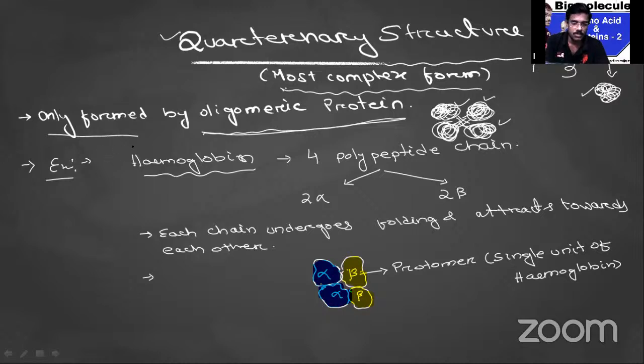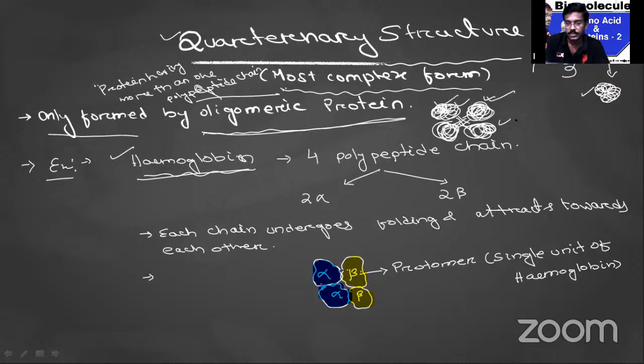For example, in the case of hemoglobin. Oligomeric means the protein having more than one polypeptide chain. That is called oligomeric. This is one polypeptide chain, this is another, and another. In the case of hemoglobin, there is presence of four polypeptide chains.